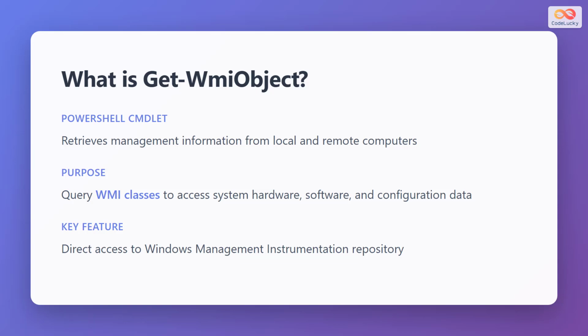Get-WmiObject is a PowerShell cmdlet that retrieves management information from both local and remote computers. Its primary purpose is to query WMI classes, giving you access to detailed system hardware, software, and configuration data. The key feature of this cmdlet is that it provides direct access to the Windows Management Instrumentation repository, which is a comprehensive database of system information maintained by Windows.